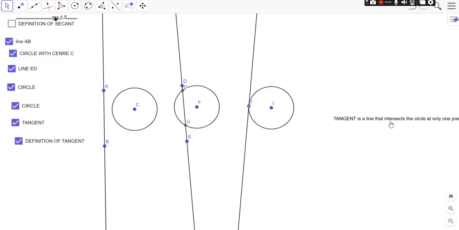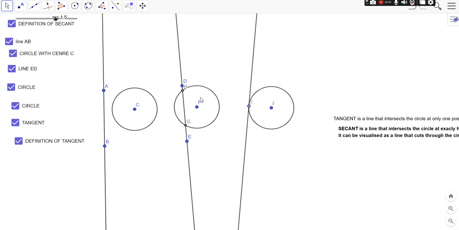Tangent is a line that intersects a circle at only 1 point. It lies in the same plane, right? Let's define the secant. The secant is a line that intersects a circle at exactly 2 points. Right? It can be visualized as a line that cuts through the circle, which passes through the interior of the circle. So I hope, dear students, the difference between tangent and secant is clear to everyone.